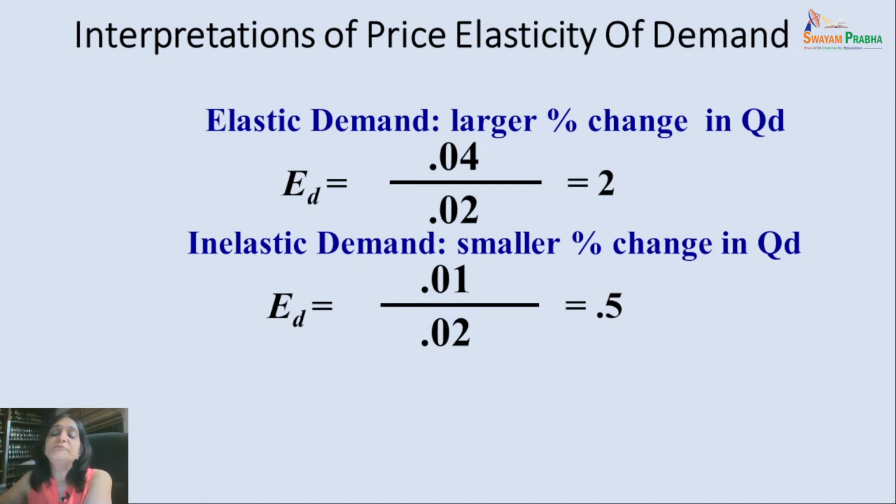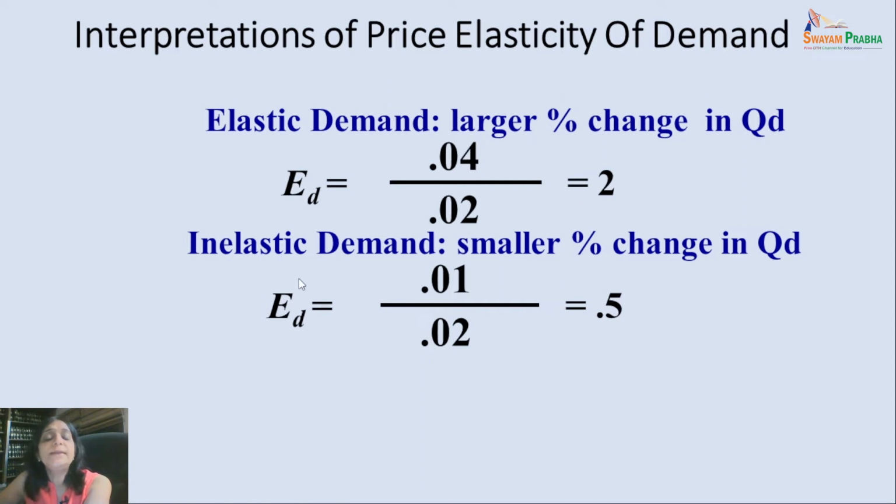For example, if the price is changing by 1% and your demand is changing by 0.5%, your responsiveness of demand is less than the change in price. I've given similar numerical examples here, which you can see on your screens. In the first case, where we are talking about elastic demand, the percentage change in demand, which is in the numerator, is 0.04, whereas the percentage change in price is 0.02. So the demand has responded more to a change in price, and we call it elastic demand.